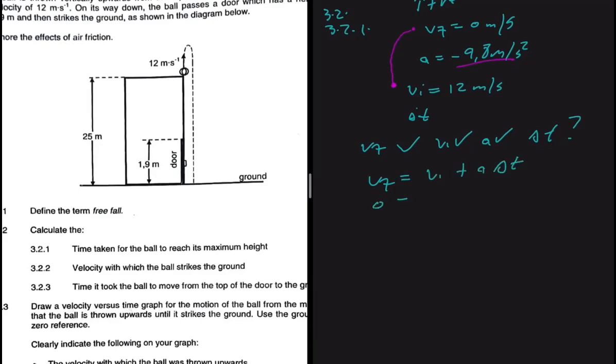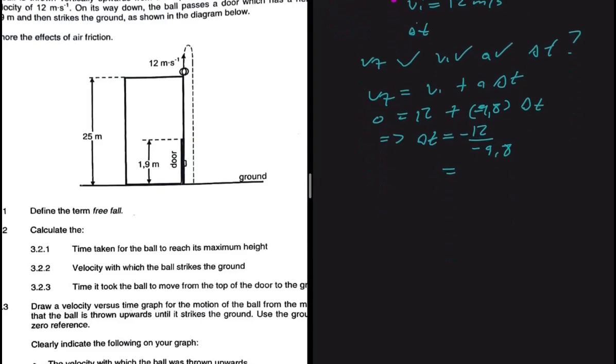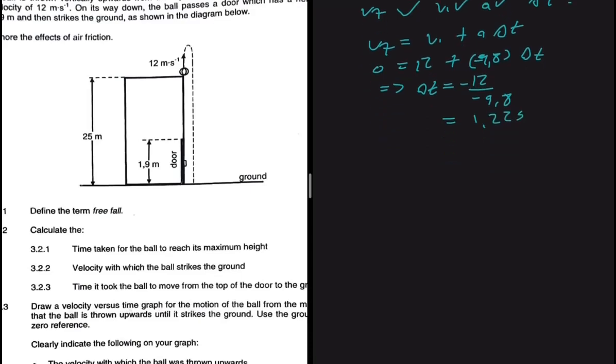We're saying that VF is 0. What is VI? It's 12 meters per second, right? So we put it as it is without a negative sign because we're taking up as positive, and then plus A, which is minus 9.8, right? Minus 9.8 multiplied by delta t. So now it should be easy to see that delta t will be equal to minus 12 divided by minus 9.8, right? And yeah, if you put that in a calculator, you should get a time of 1.22 seconds, right?